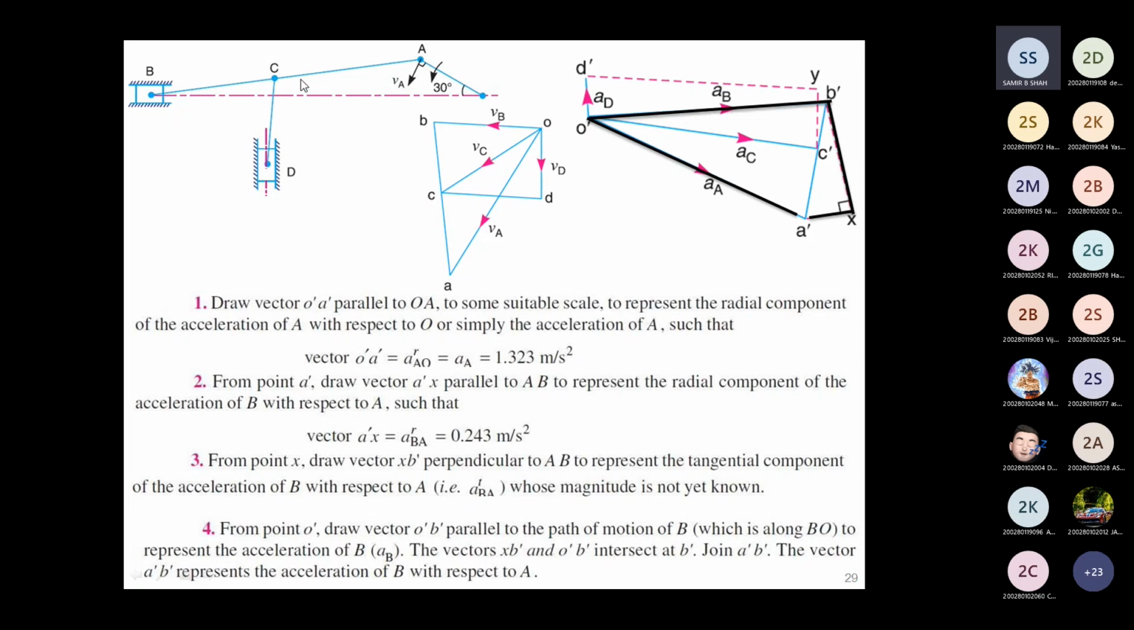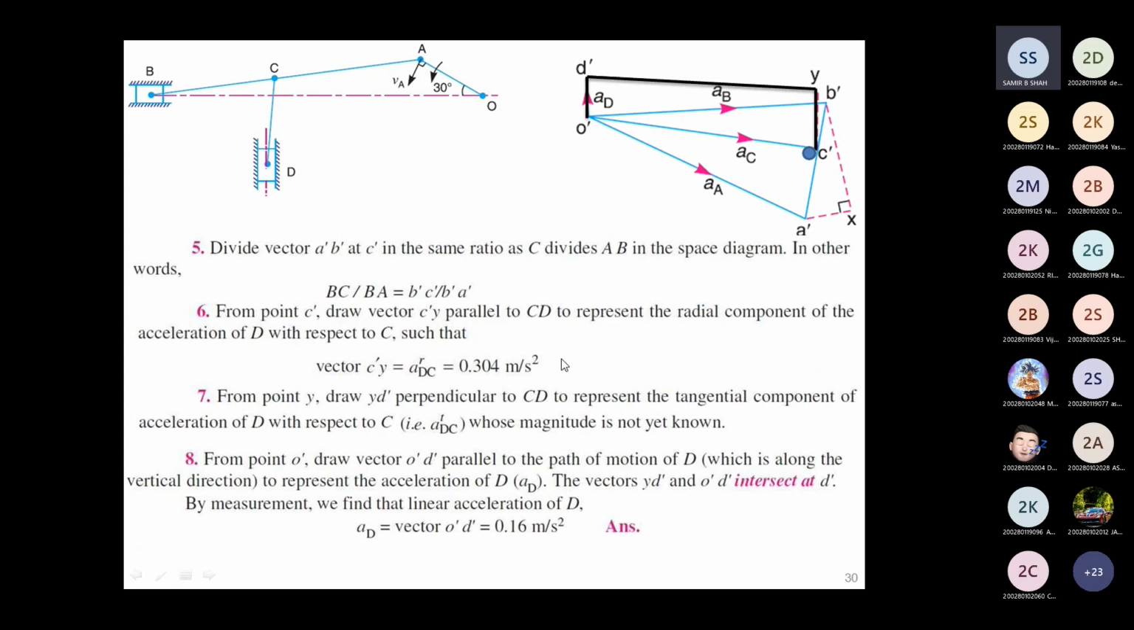Now, what is remaining? We know the C point, which is very easy to find as discussed in the velocity diagram. The same thing we have to apply, but the only thing that may vary in the equation is that on the right side, in place of BC by BA, we use B dash C dash by B dash A dash. So you get point C dash.